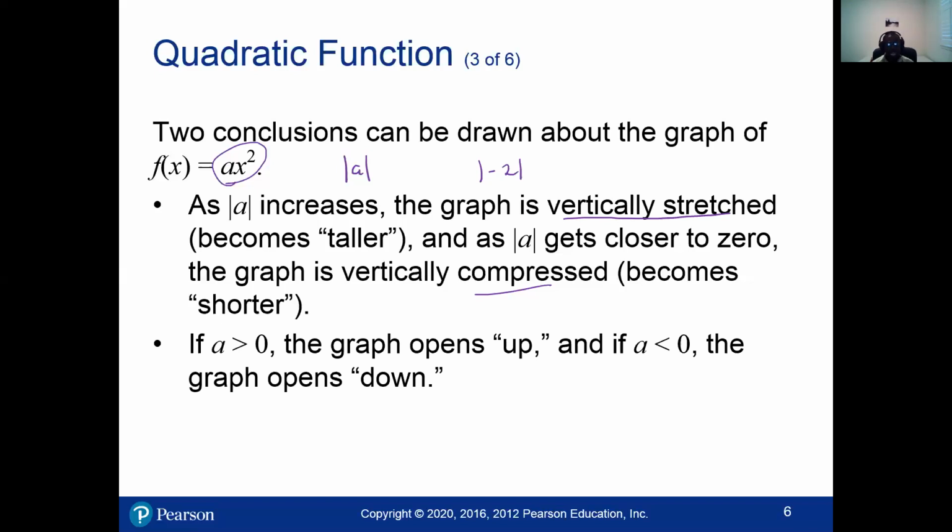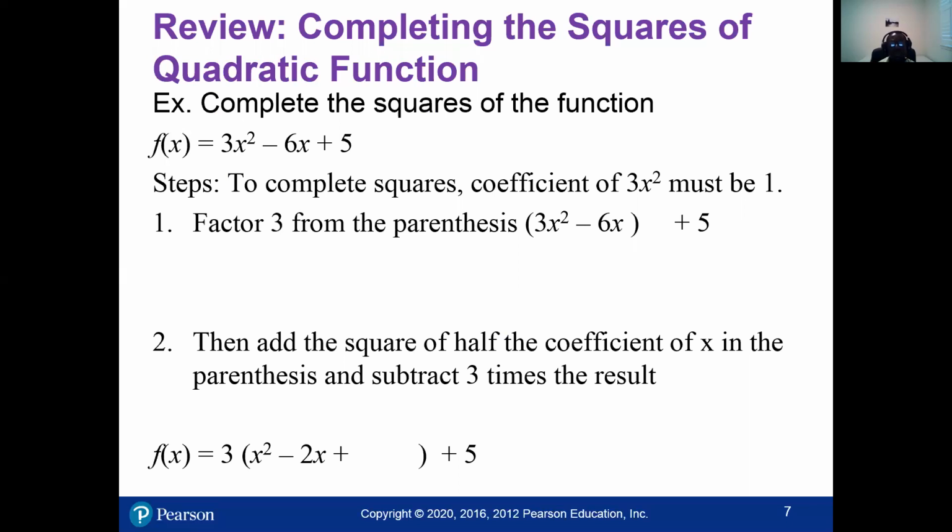All right. Now here comes a review. This is a review of, remember, completing the square of quadratic functions, or they call these what? Trinomials. Okay, so if you want to complete the square, let's take an example. We will use this example again to graph a function.